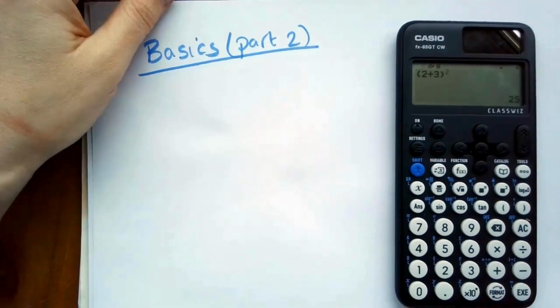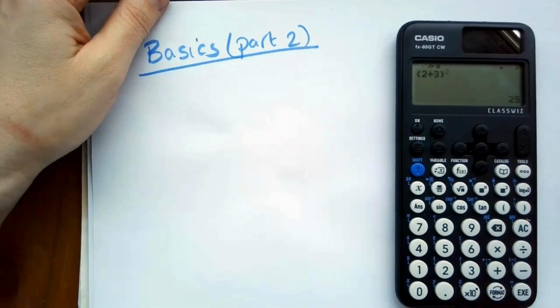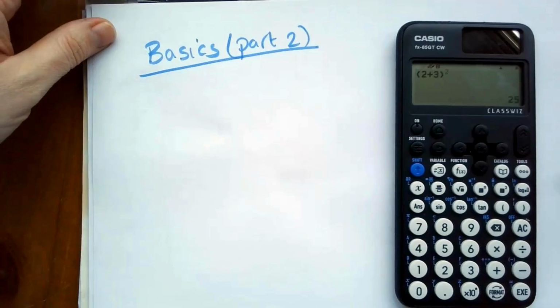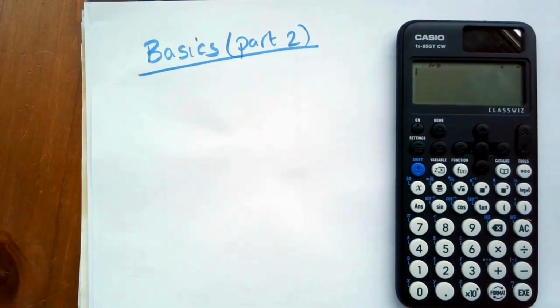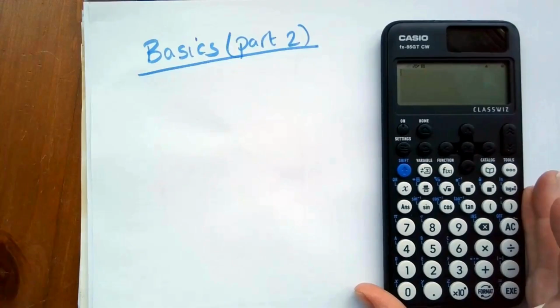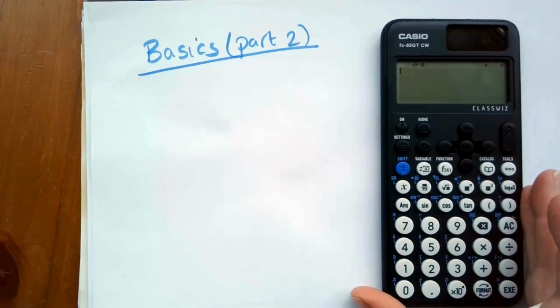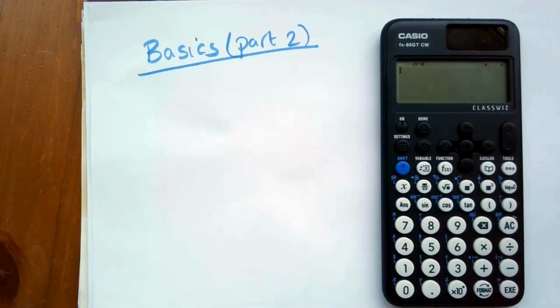Right, so we're going to have a look at brackets to start with. So let's just clear everything here. We are going to have a look at a calculation where we're going to multiply using a bracket. We're going to see what changes when we put that into our calculator and how we can make it change the answer. Right, so let's have a look.